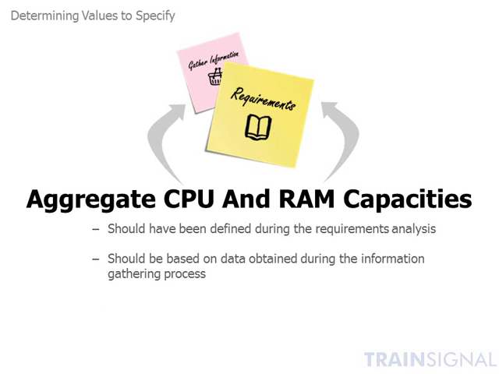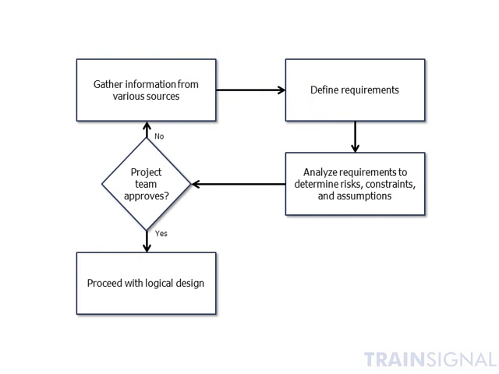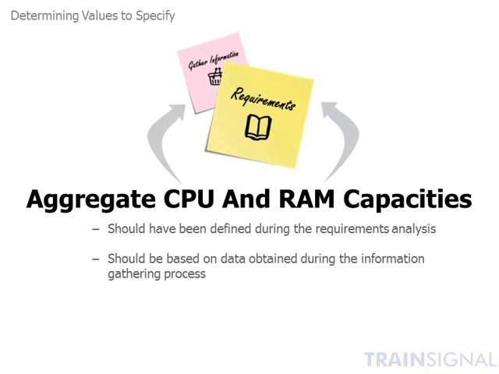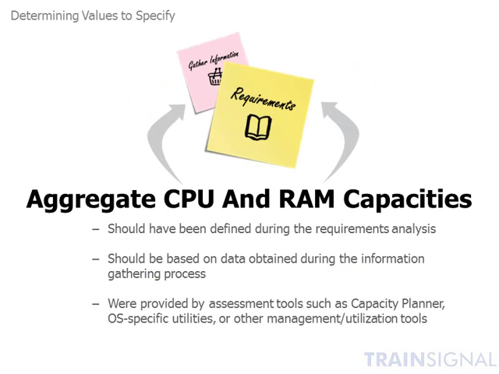Recall that in another lesson in this course, we talked about the process and the procedure for gathering information in order to be able to define the design factors. Those design factors being requirements, risks, assumptions, and constraints. And among the requirements are functional requirements, such as I have to be able to support a certain amount of CPU capacity, I have to be able to support a certain amount of RAM capacity. So your aggregate CPU and RAM capacities are actually driven straight out of the requirements analysis based on data provided by tools that assess the current environment or that assess the applications, operating systems, services, and workloads that are anticipated to run in the environment.